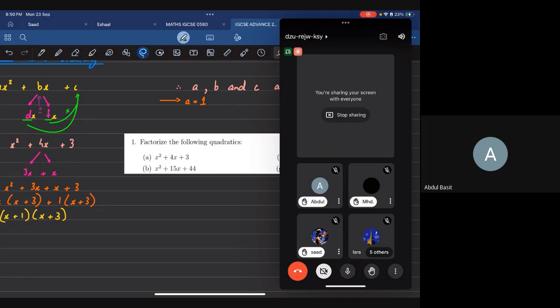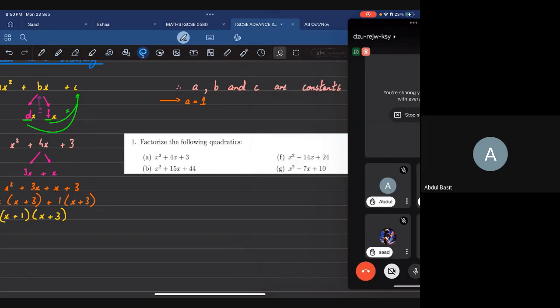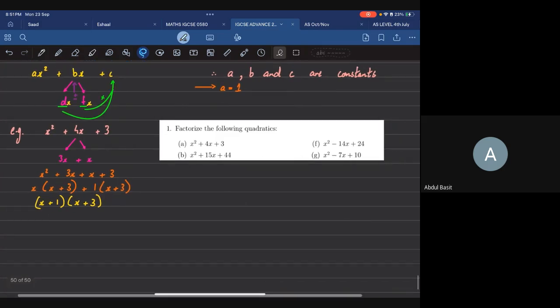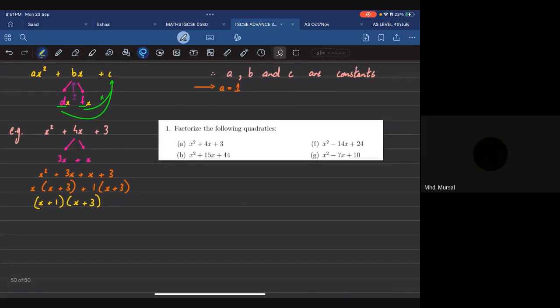Basit and Saad have had their answers. So let's ask Mursal. Yes, Mursal. Mursal will tell me about P. Sir, x plus 4 and x plus 11. Yes, everyone. Is Mursal right? Yes, sir. Everyone agrees. Hayan, is this clear?